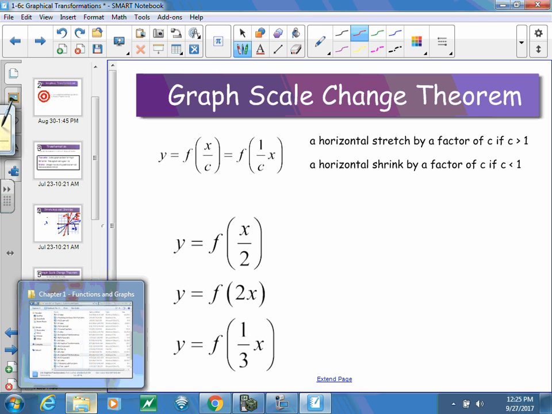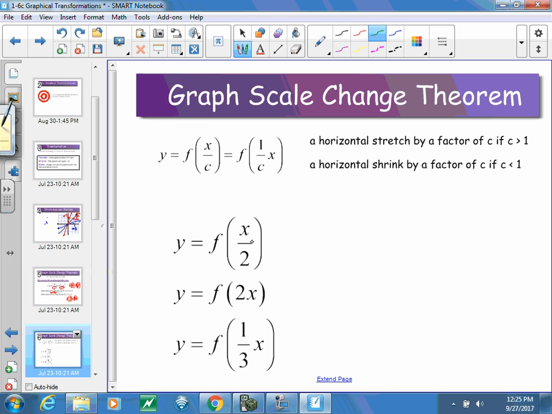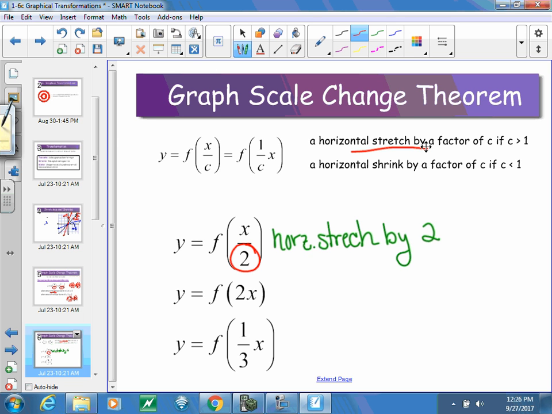So to give you an idea, here are some different examples. These are all dealing with inside change. We're taking our function and doing something to the value of x inside there. F of x divided by 2. People automatically think, oh, the factor is 1/2, so we're going to be doing a shrink. When actually this is going to be a horizontal stretch by a factor of 2. And the reason that it's 2 is we're taking x divided by c. We're taking x divided by 2. Your value of c here is 2, making this a horizontal stretch.